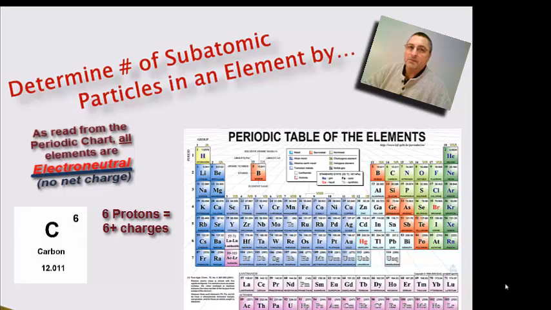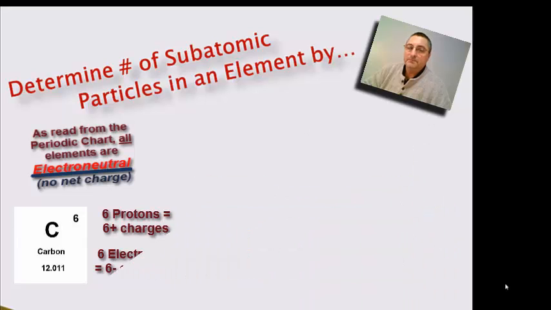What is the subatomic particle that carries a negative charge? Electrons. Now, while electrons are quite small in size, they still carry an equal yet opposite charge to our protons. So if I have 6 electrons along with 6 protons, then I have an electroneutral carbon atom. And as read from the periodic chart, carbon is electroneutral, which means that if it's got 6 protons, it must have 6 electrons.